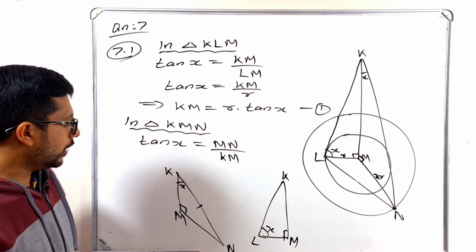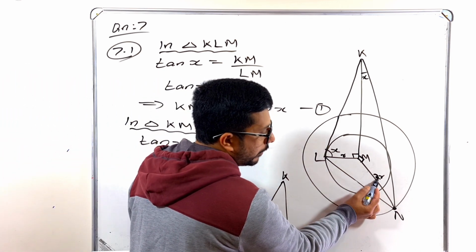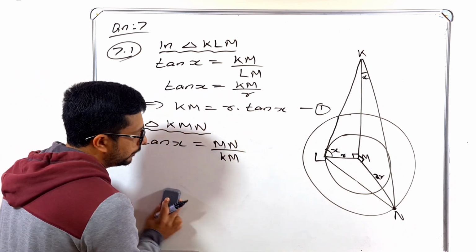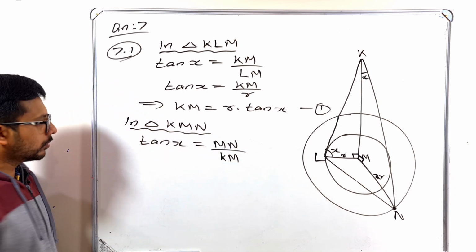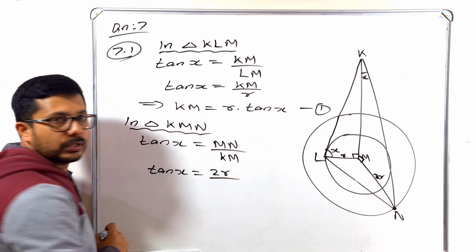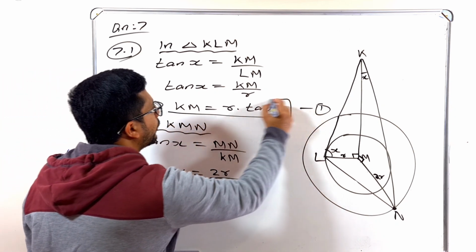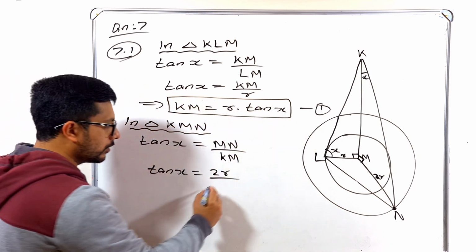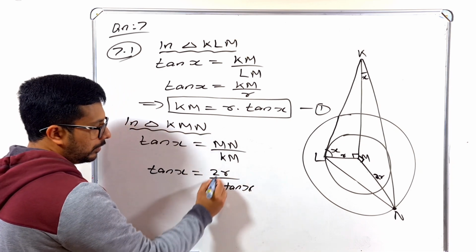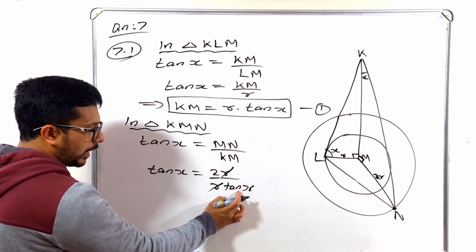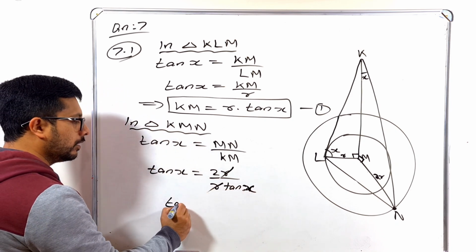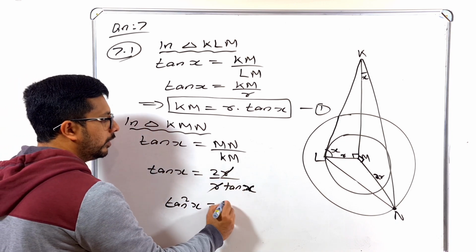Okay, so what is this MN? MN is given as 2r. So there we can substitute MN as 2r. So tan x is equal to MN, which is 2r, over KM. What is KM? Here is KM, r tan x. So I substitute KM as r tan x. So this r and r cancel. So this tan x you can cross multiply. Tan x times tan x, that is tan square x, is equal to only 2 remaining there.